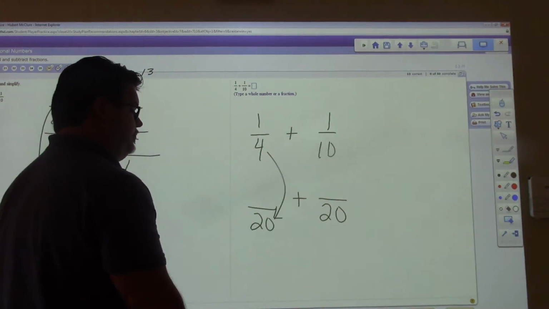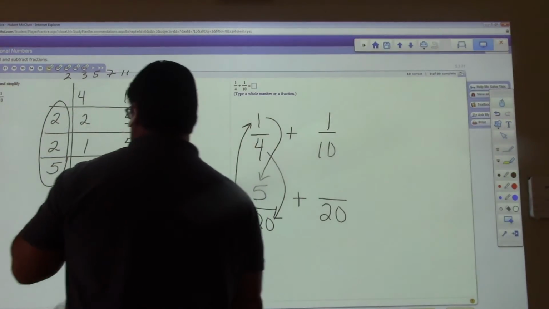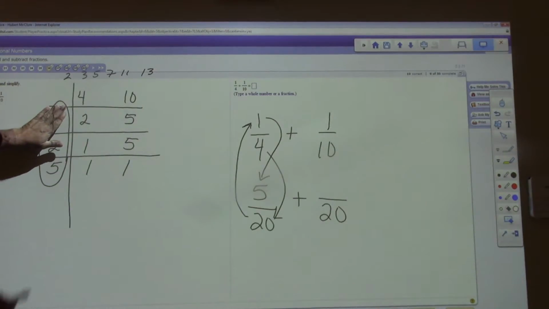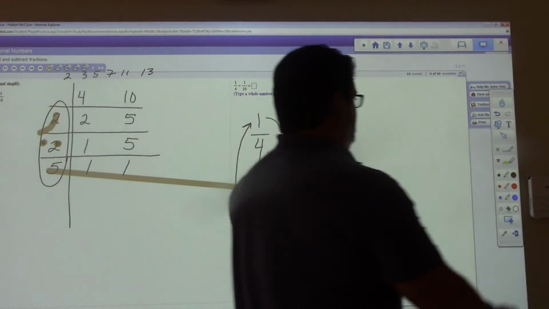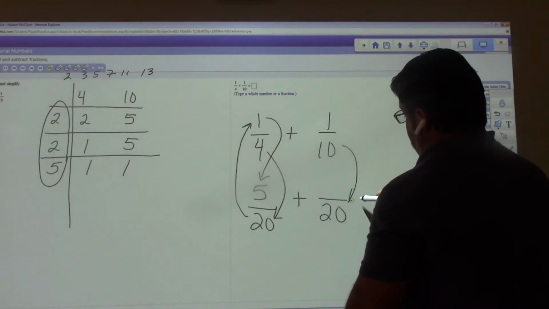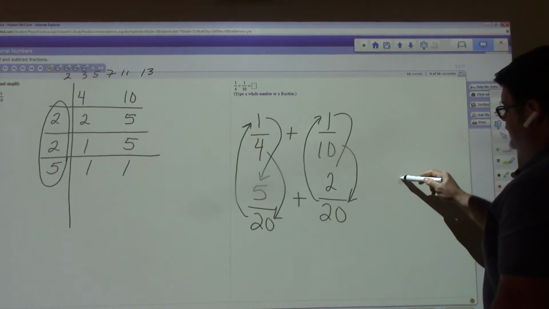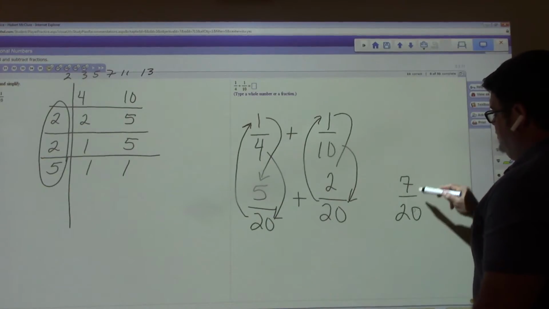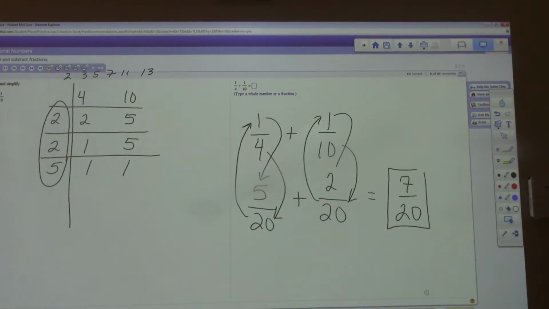4 will go into 20 5 times. 5 times 1 is 5. Or you could go over here, take your 4 out, and how many times will 4 go into 20? 5 times. Right there. 5 times 1 is 5. I know it's picking up my finger for some reason. How many times will 10 go into 20? 2 times 1 is 2. Now what's 5 plus 2? And that's your answer. And that's how you use what we've been doing in 5.1.